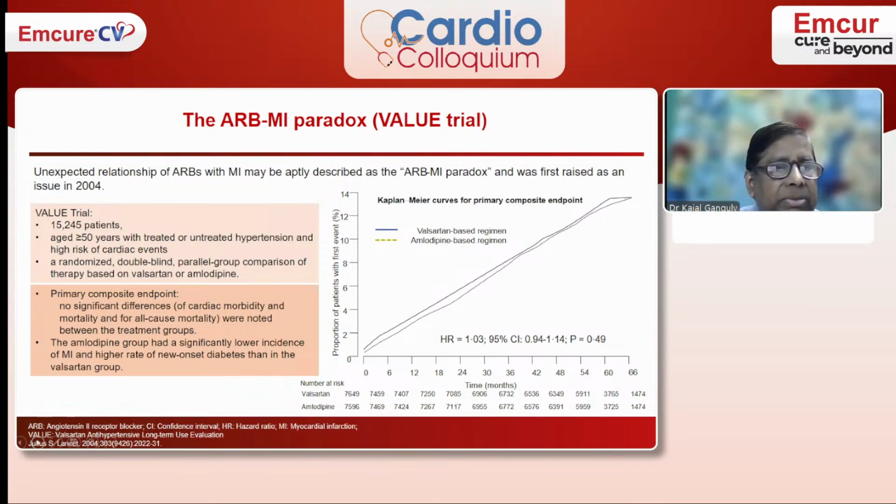For the primary composite endpoint, there was no significant difference. Cardiac mortality, morbidity, and all-cause mortality were similar between the treatment groups. The amlodipine group had a significantly lower incidence of MI and a higher rate of new onset diabetes than the valsartan group. You can see the Kaplan-Meier curve. There is the primary composite endpoint, which is almost the same in both groups. Next.